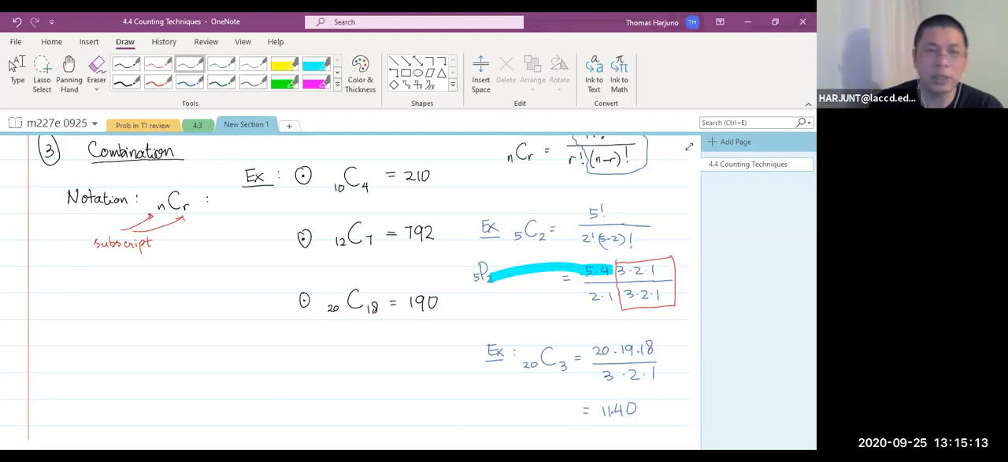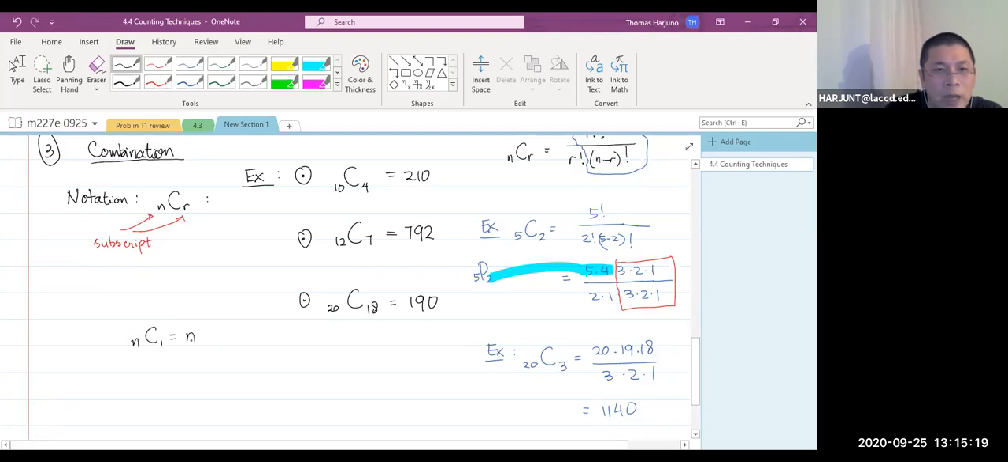Now, you will see, therefore, for example, nC1 will be just n. Why? Because nP1 is n over 1 factorial. That's n. Okay, so 500C1 is 500. On the other hand, nC0 is 1.